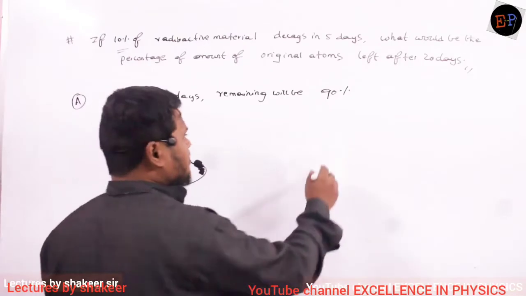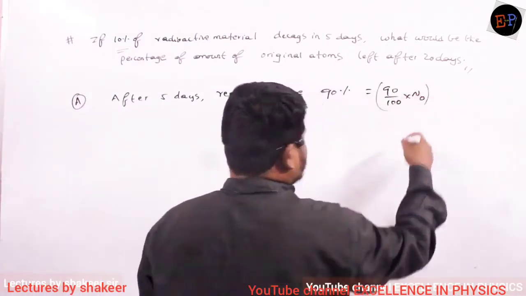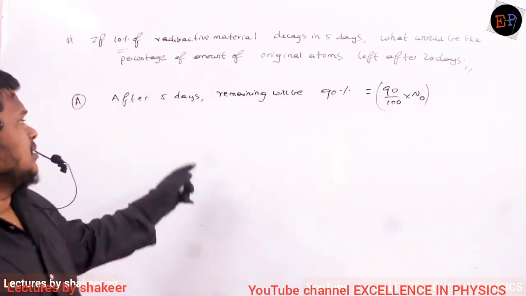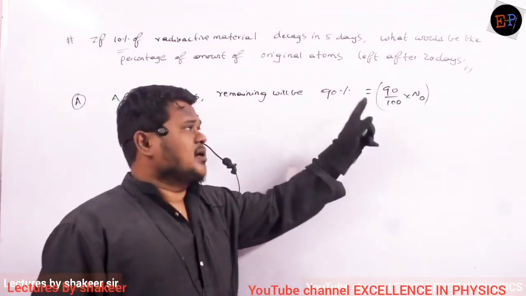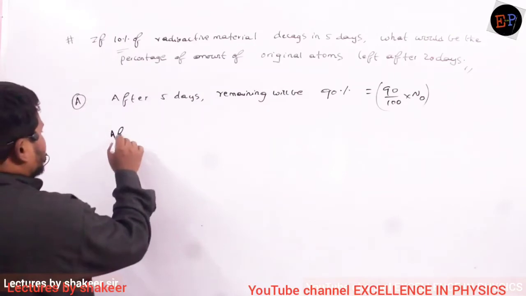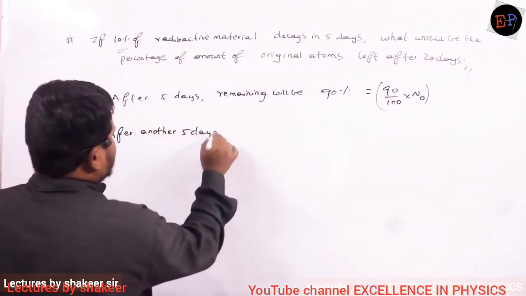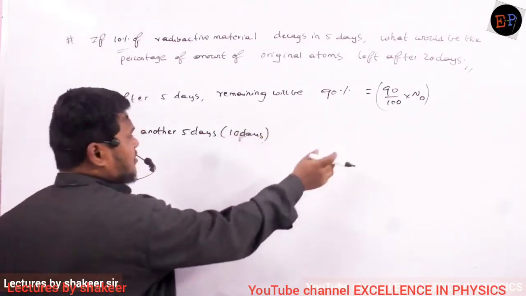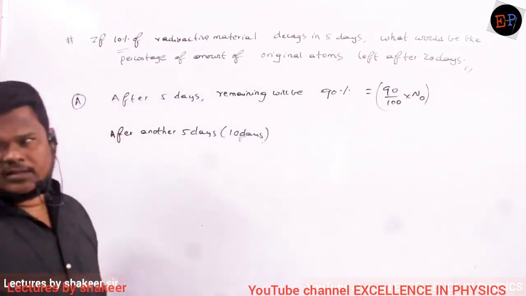90%, how can I write? I can write 90 by 100 multiplied by n naught. After 5 days, 10% has disintegrated, and 90% has not disintegrated. Now listen very carefully. After another 5 days, that is after a total of 10 days, again what will happen? Again, in the remaining number of atoms, 10% should disintegrate.